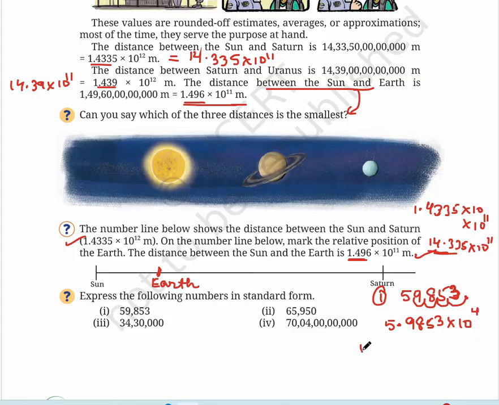Same way for the second one, your decimal point is here. You have to bring it between 6 and 5. So again you have to move 1, 2, 3, 4. So it will be 6.595 into 10 to the power 4. In the third case, the decimal point is here. So you have to move 1, 2, 3, 4, 5, 6. So it will be 3.43 into 10 to the power 6. Now remember, if the number has trailing zeros, you have to eliminate them. No need to write that.